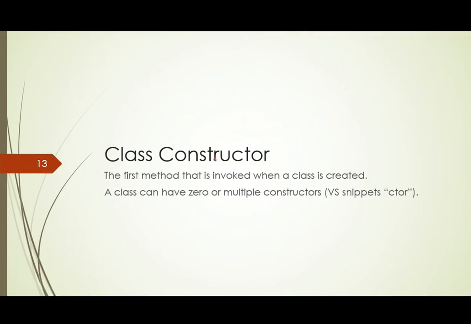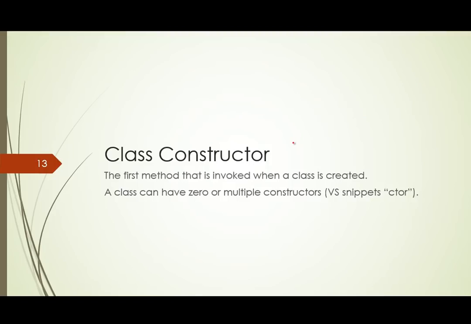So let's see a class constructor, because when a class is created, the constructor is the first method that is invoked. A class could have 0 or multiple constructors. Even though a class doesn't have a constructor, it will call the constructor implicitly. So a constructor is always called. Whenever you call new Person, the constructor is implicitly called, even though there is no constructor. When you write a constructor, it is explicitly called.